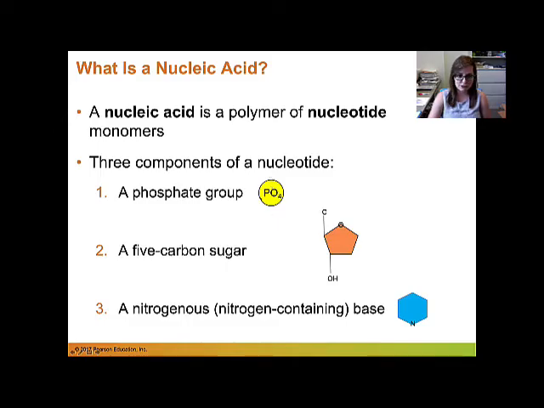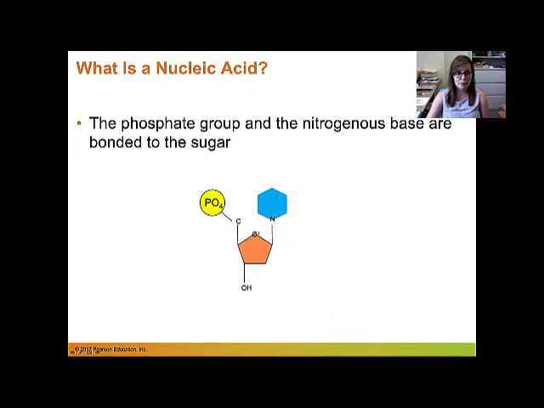So a phosphate group is shown here in yellow. These are just pictorial representations of what these might look like. A 5-carbon sugar, so we have 1, 2, 3, 4, 5 carbons, and a nitrogen-containing base, or a nitrogenous base. Both the phosphate group and the nitrogenous base are linked to the sugar. Here the nitrogen is linked to what we call the 1' carbon. You can start counting the carbons after this oxygen here. So we have 1', 2', 3', 4', and 5' carbon. And the 5' carbon is where the phosphate group is attached.